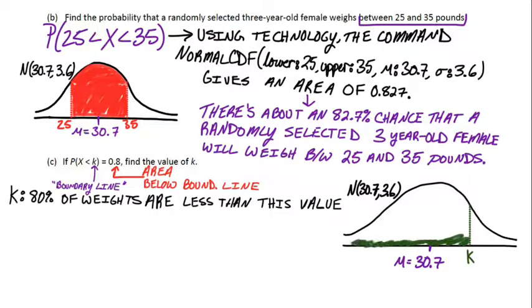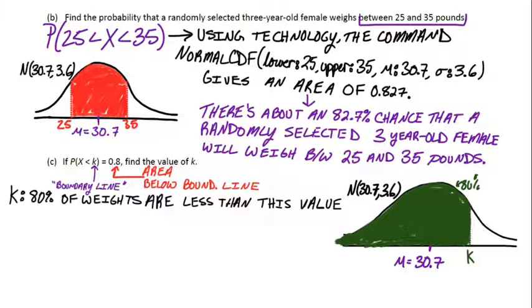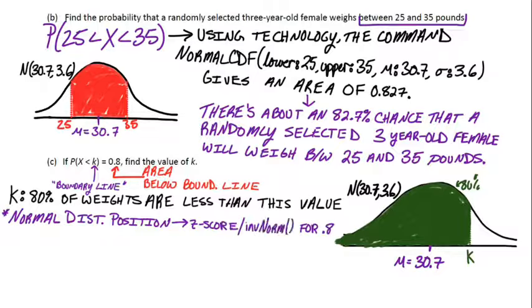So there's K, and that should be in green here. This makes up 80% approximately of the curve, right? That's the green part there. So really we're working backwards at this point. There's the boundary. So where's that boundary at? As far as finding position in a normal distribution, because this is a position, it's technically the 80th percentile. We can always use the z-score for 0.8, or you can use the inverse norm command in your calculator. So either use the z-score formula to solve for K or inverse norm.